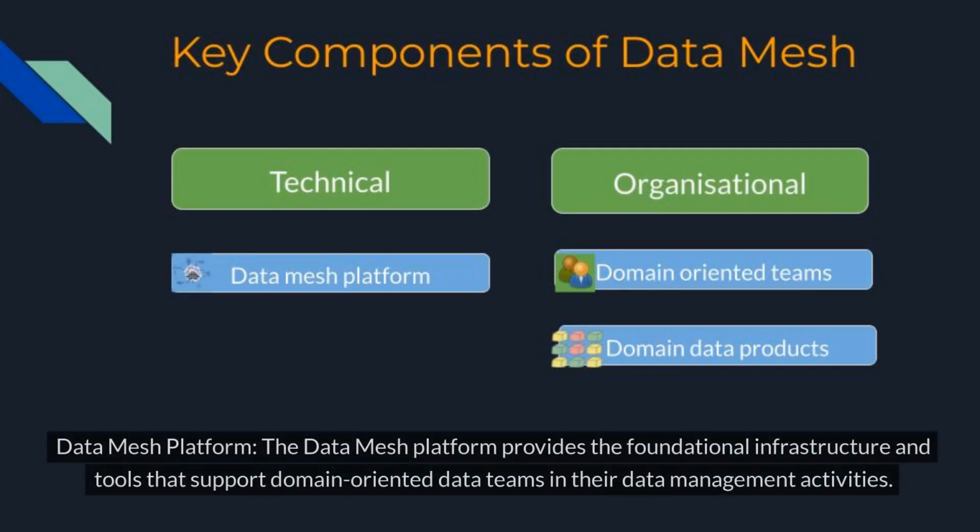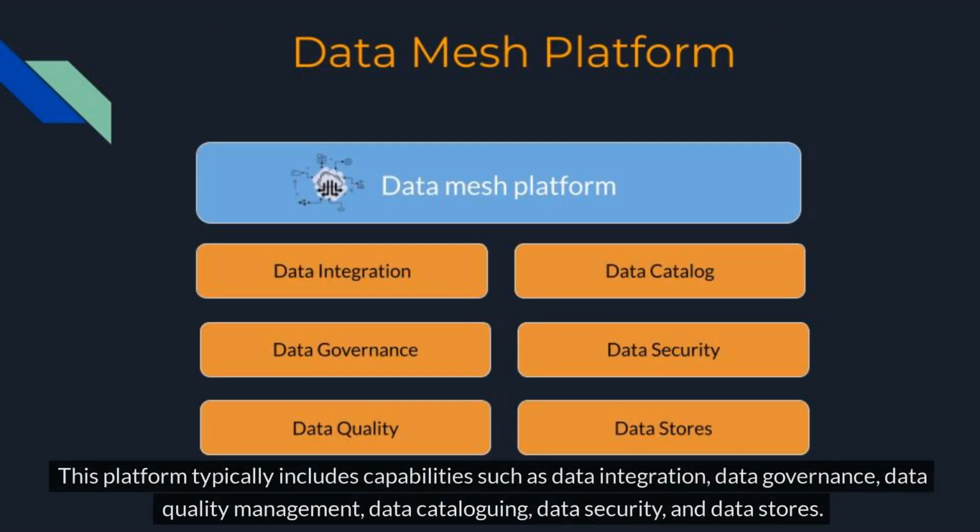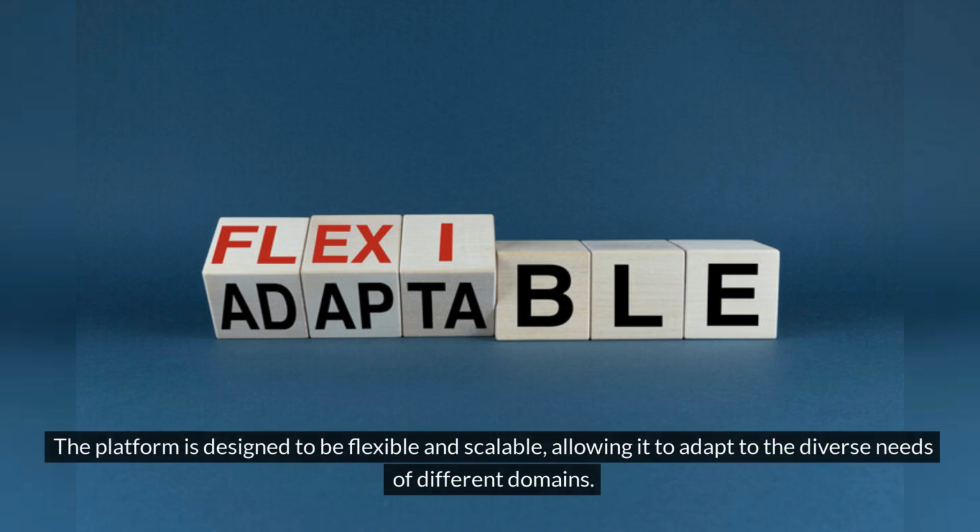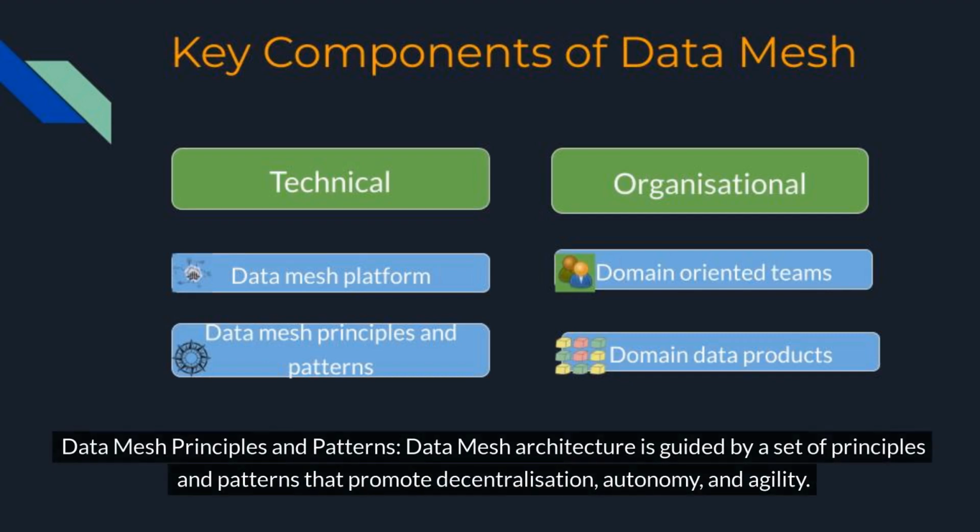Data Mesh Platform. The Data Mesh Platform provides the foundational infrastructure and tools that support domain-oriented data teams in their data management activities. This platform typically includes capabilities such as data integration, data governance, data quality management, data cataloging, data security, and data stores. The platform is designed to be flexible and scalable, allowing it to adapt to the diverse needs of different domains.